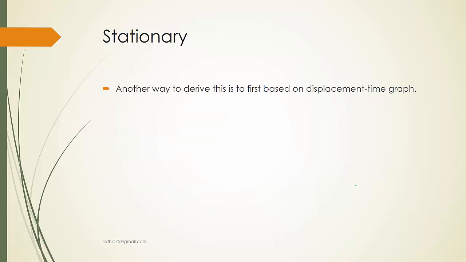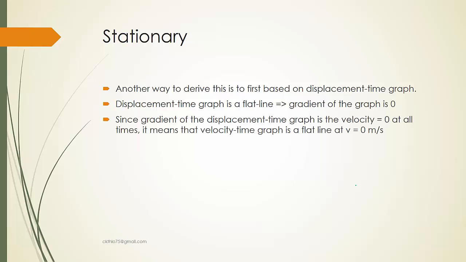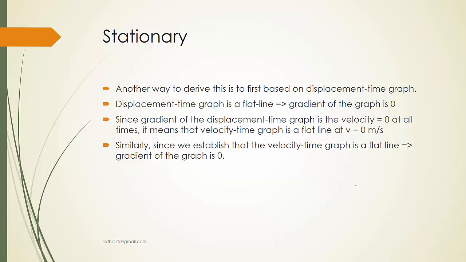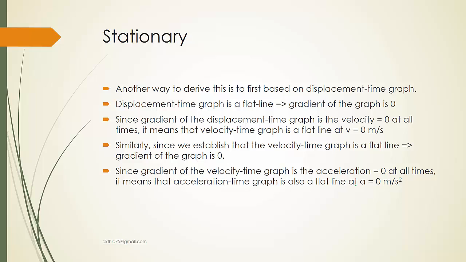Another way to derive these graphs is to base it on the displacement-time graph and derive from there. The displacement-time graph is a flat line, so the gradient of the graph is 0. Since we mentioned that the gradient is the velocity, the velocity-time graph would also be 0. Similarly, if the velocity-time graph is a flat line, which means that the gradient is 0, since acceleration is the gradient of the velocity-time graph, then the acceleration-time graph will also be a flat line.